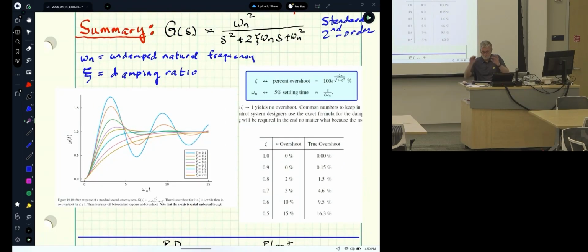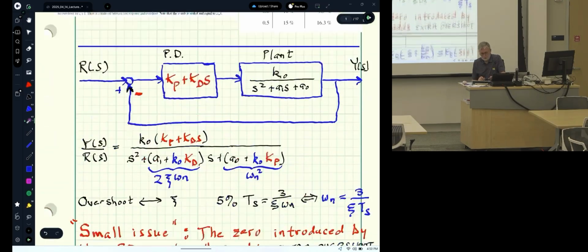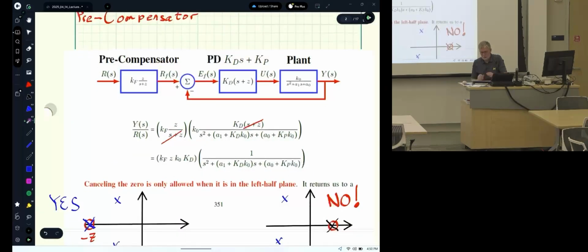Okay, so choose KP and KD for overshoot and settling time. You'll get close to what you want, except the PD controller kind of bites you back a little bit. Yes, I'm making the system stable, but I differentiate everything that comes through my path. And so you can fix that with a pre-compensator.